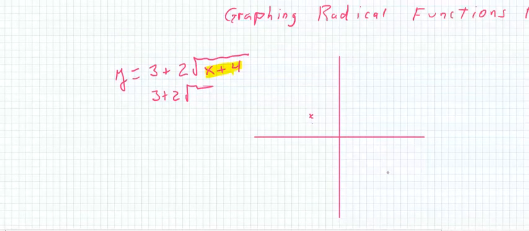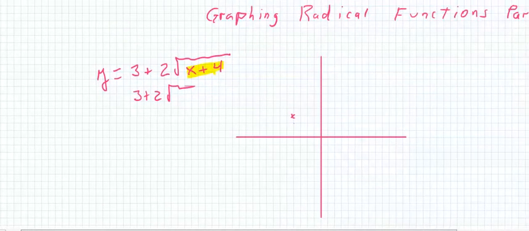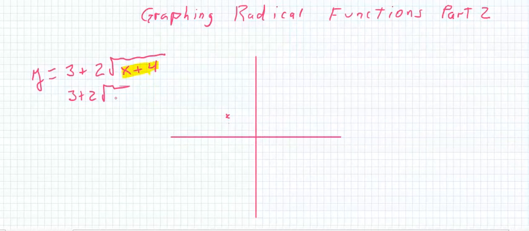Y is going to turn out to be 3. So, the x is positive, I go to the right. This is positive, I go up. But now, instead of going over 1, up 1, I go over 1, up 2, because 1 times 2 is 2.